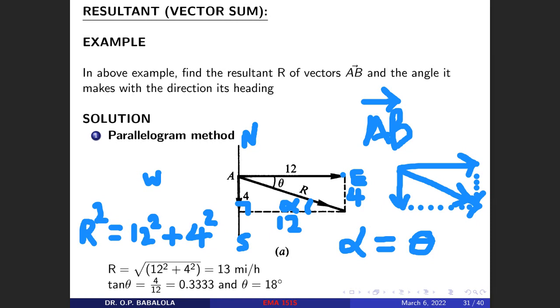And then when you want to find the angle it makes, it's just going to be tan theta, which will be equal to your opposite side, 4, divided by your adjacent, which is 12, right? And when you do arctan of 4/12, you're going to have 18 degrees. Are we all on the same page? Can we proceed to the next slide?